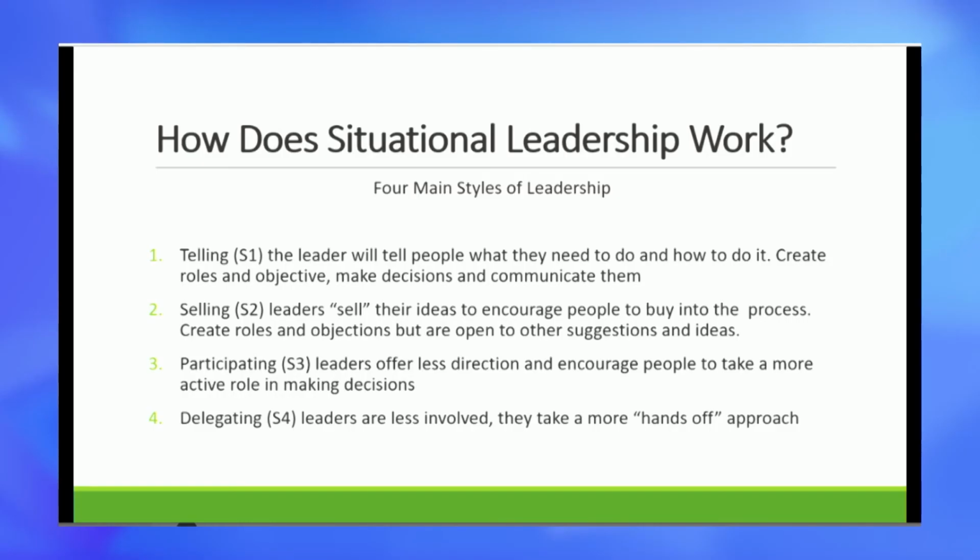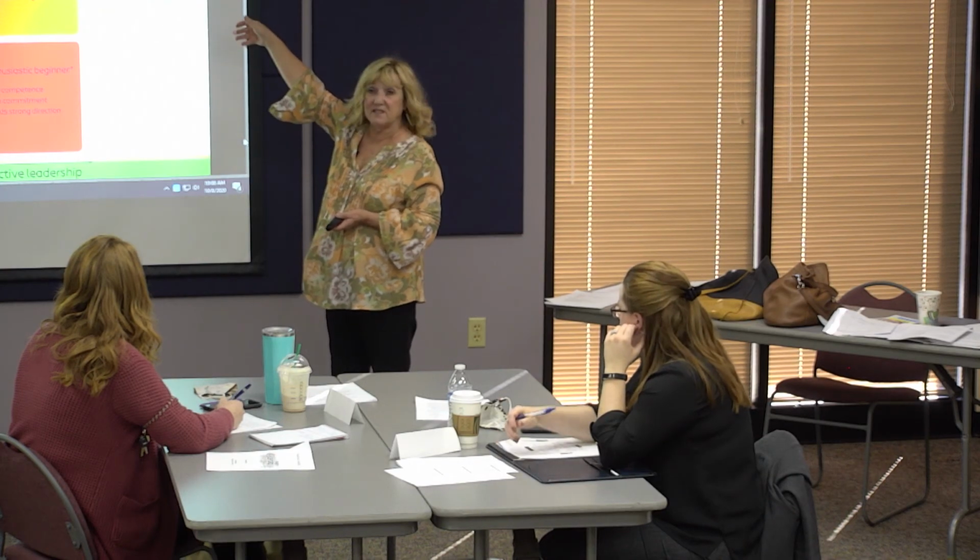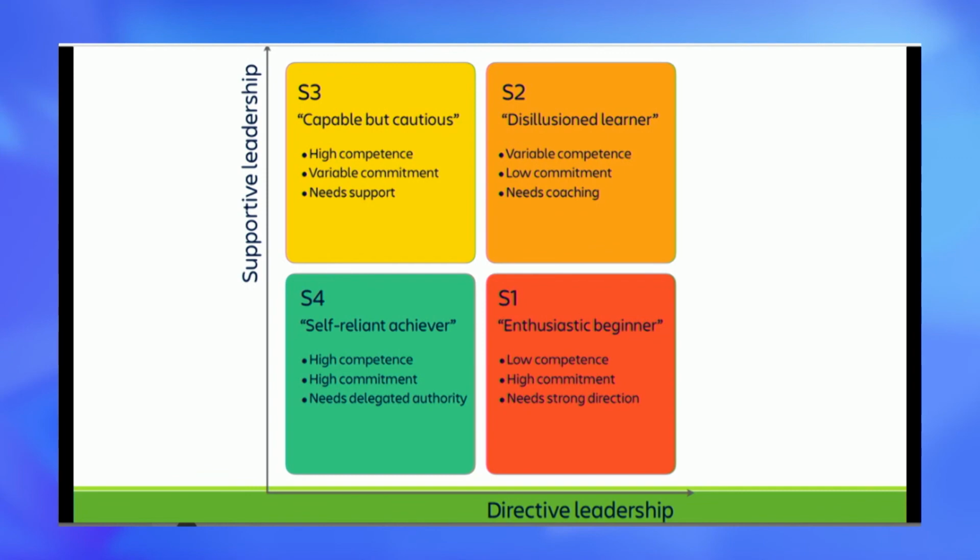S2, all right, or selling. This is where a leader may try to sell their ideas to encourage people to buy into their processes. We are open to other suggestions and ideas. So going forward, this would be an S2. We go, disillusioned learner. What could this mean? So let's take the new employee again. On the job a little bit, and all of a sudden, the variable competence, they're learning some things, may not always be there totally. Low commitment, what's happened to the high commitment here, and all of a sudden we go down a little ways and there's a low commitment.